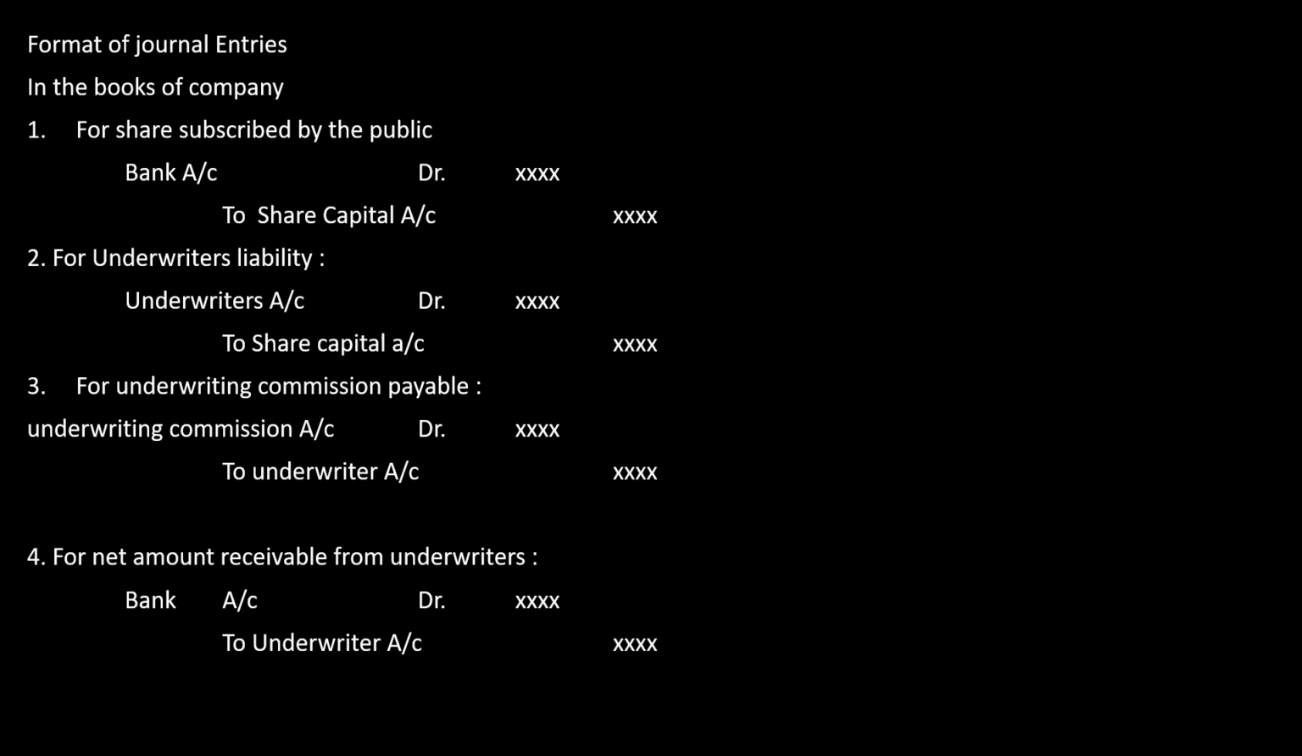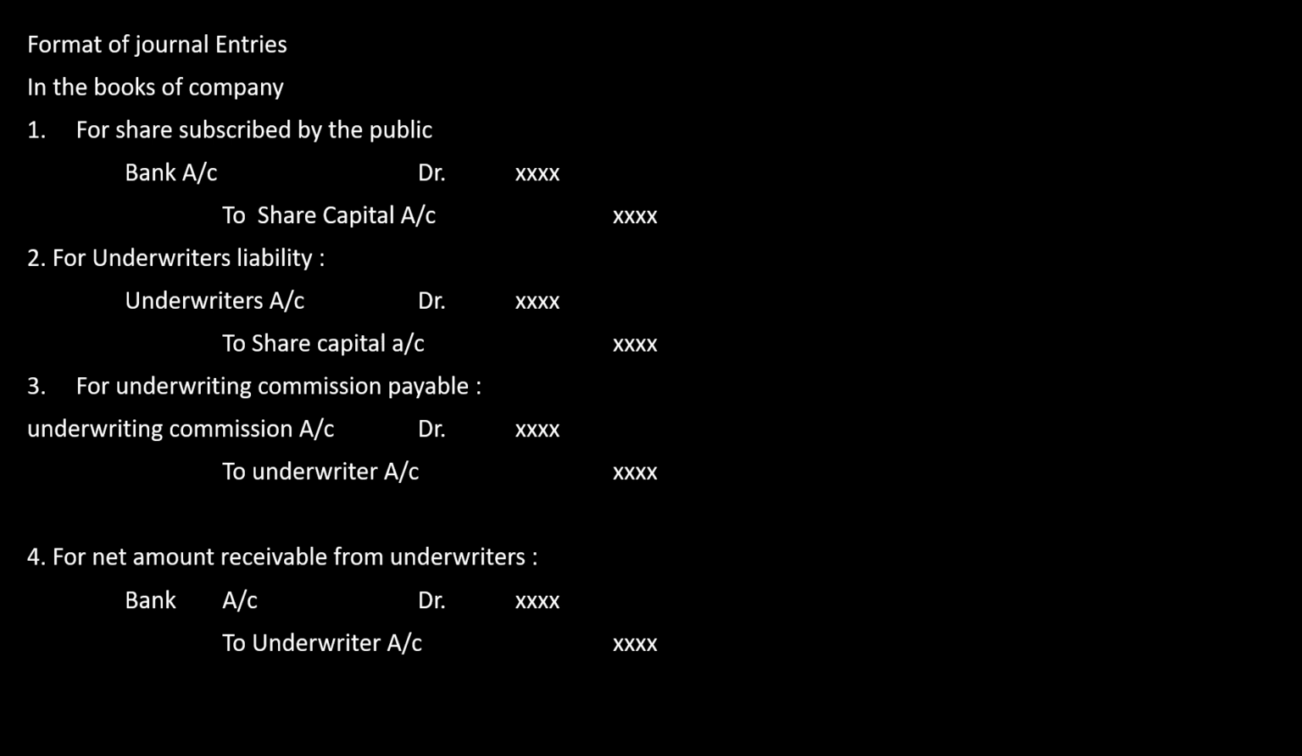The first entry is for the shares subscribed by the public, which means the shares taken by the general public. For that, we have to pass a single entry: Bank Account debit to Share Capital Account. Then, for the liability of the underwriter, the next entry will be Underwriter Account debit to Share Capital. This entry is given for the net liability of the underwriter.